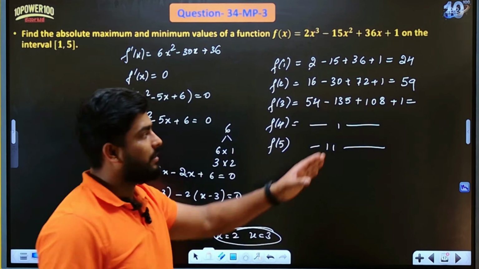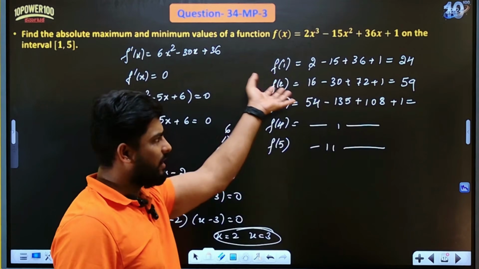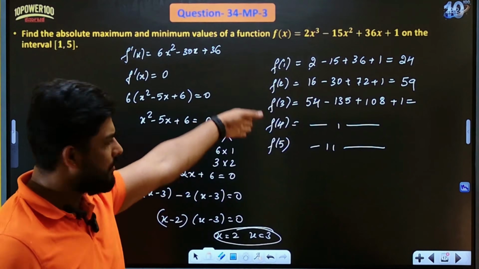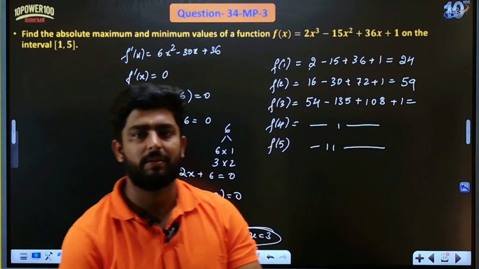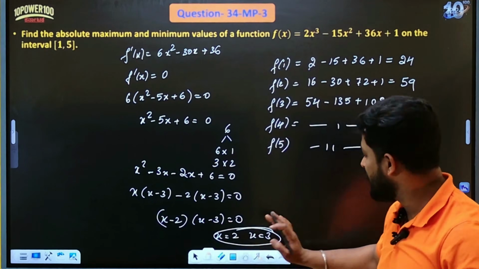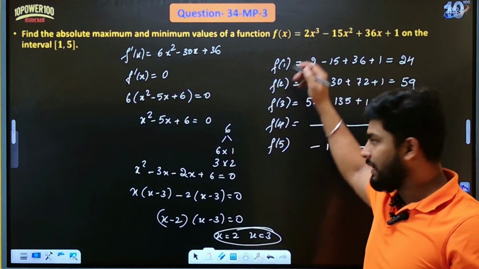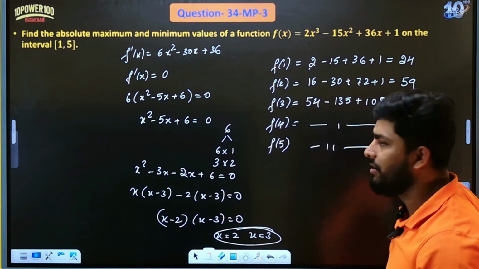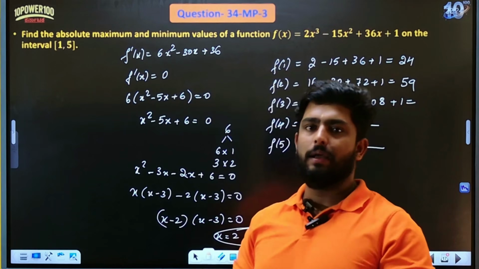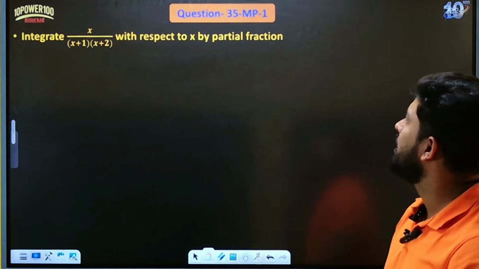Okay, in this, whatever the maximum value, that is the absolute maximum, and whatever the minimum value, that is the absolute minimum value. Okay, so I don't have time to calculate all those, children. Just calculate and you will get it. So this is how we have to do it. So when absolute maximum and minimum come, there is nothing to worry. Do these calculations, find out the critical points, put in all the values from the interval given, and whichever maximum value comes, that is the absolute maximum, and whichever minimum value comes, that is the absolute minimum value. Okay, so next question is question number 35.